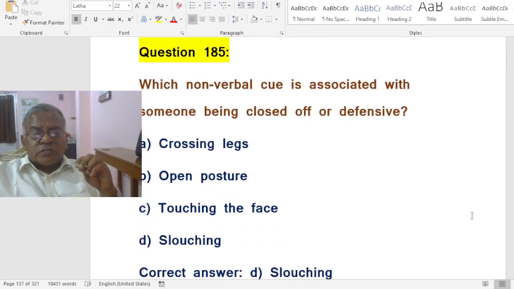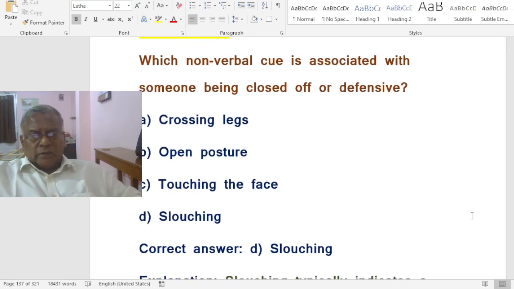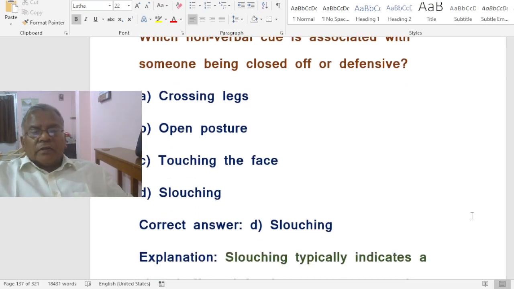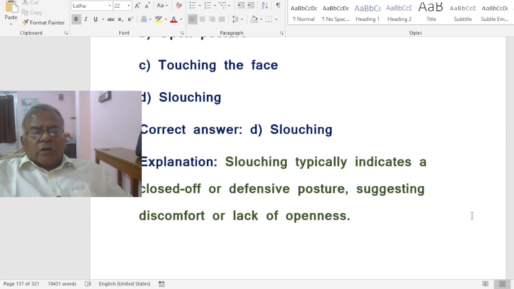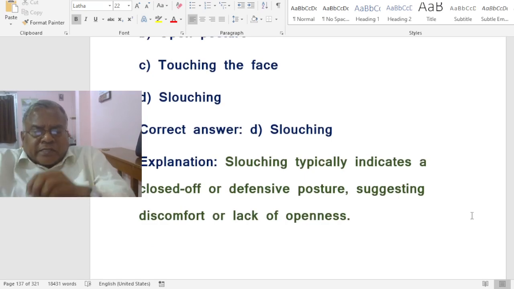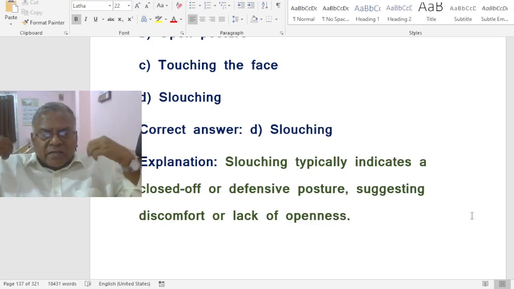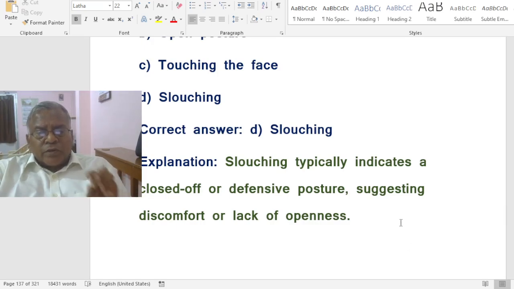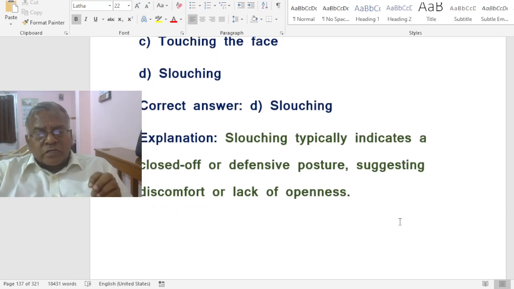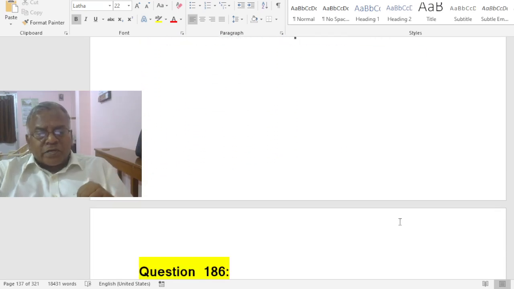Which non-verbal cue is associated with someone being closed off or defensive? That is slouching. Slouching typically indicates a closed off or defensive posture. Suppose we say like this: slouching, hunched back. So it indicates a closed off or defensive posture, suggesting discomfort or lack of openness.